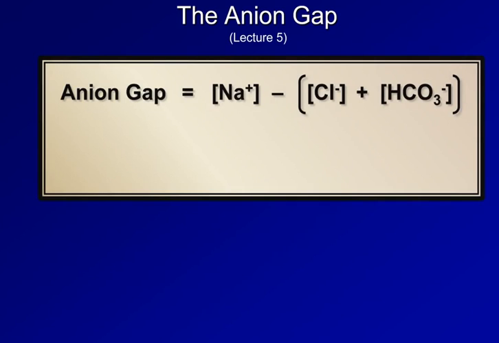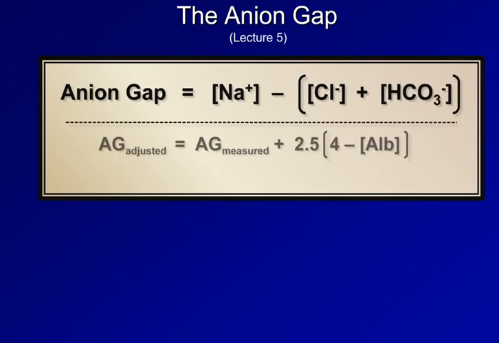Because negatively charged albumin is a major contributor to the anion pool, the anion gap should be adjusted in states of significant hypoalbuminemia using this empirically derived equation.